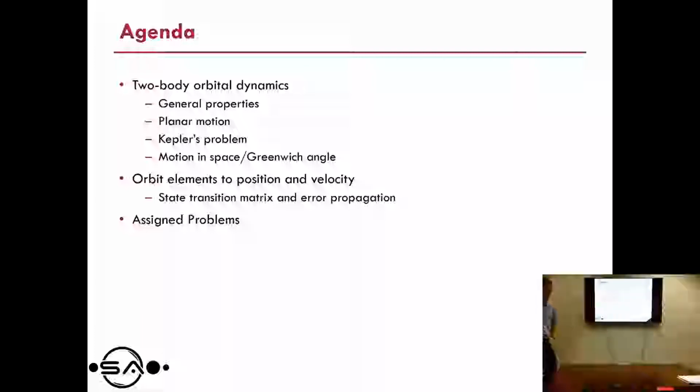And then what we're going to do is we're going to do the transformation. So we're going to look at orbital elements, transforming them to position and velocity, back again. And we're going to use the state transition matrix and error propagation in there as well. And then I'm going to go walk through the assigned problems. For Kepler's problem through the orbital elements to the position and velocity, we're going to be using the whiteboard today. So I'm just going to switch the camera over to looking at that when we get to that point.